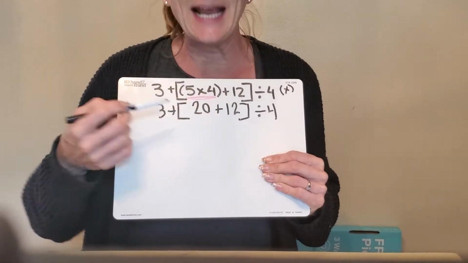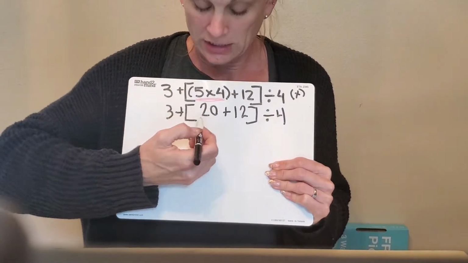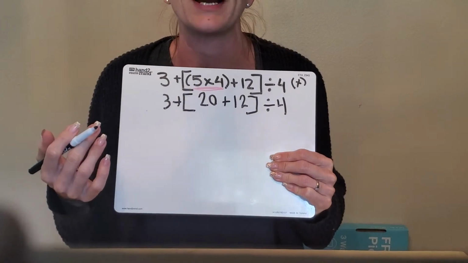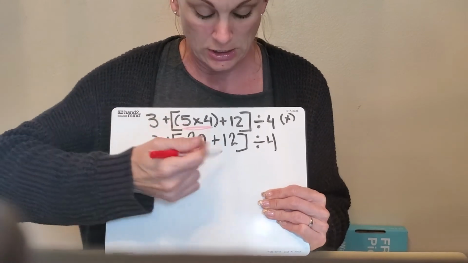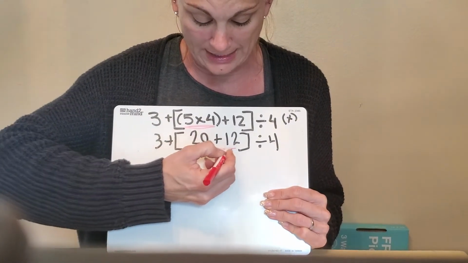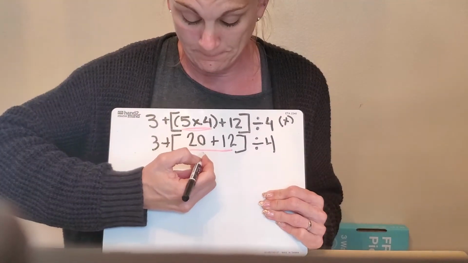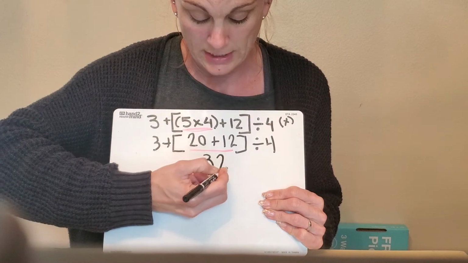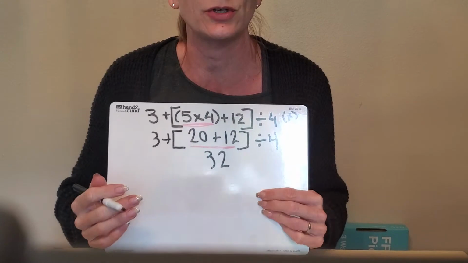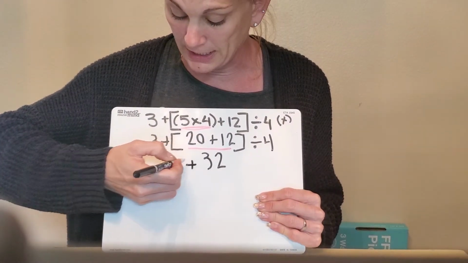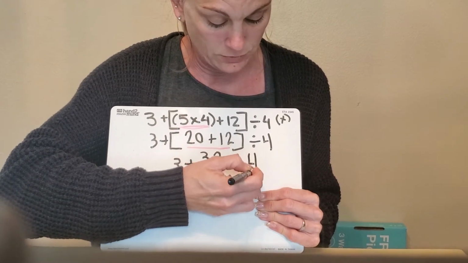Excellent. So now we still haven't finished with grouping because we have the brackets. This time it doesn't matter what operation it is because it's 20 plus 12 that's in the brackets. So we're going to underline that, and we are going to do 20 plus 12, which is 32. Now, there's nothing left to solve in those brackets, so you don't need to write the brackets anymore. But you need to bring everything else down.